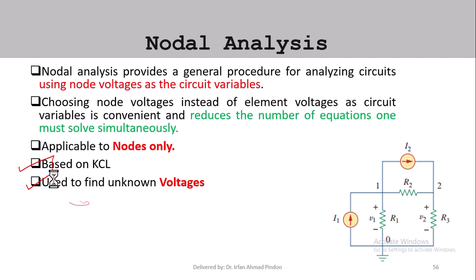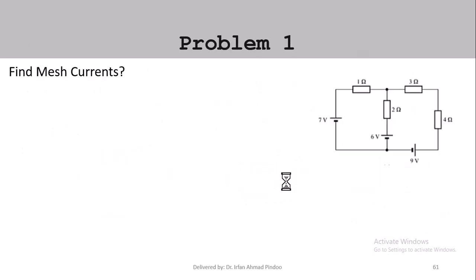Actually the concept is that once we will be writing the nodal equation, suppose I1 is equal to I2 plus I3, we will be using Ohm's law, we will be converting this into V by R kind of equation. So in the same way we can find out the voltage, right? So in this session we will solve at least one question based on mesh analysis and the nodal analysis.